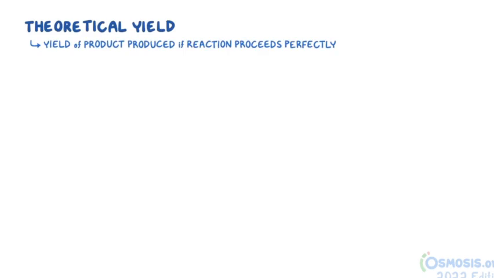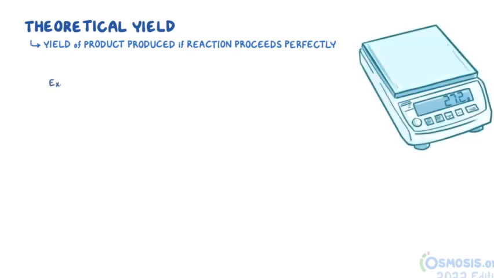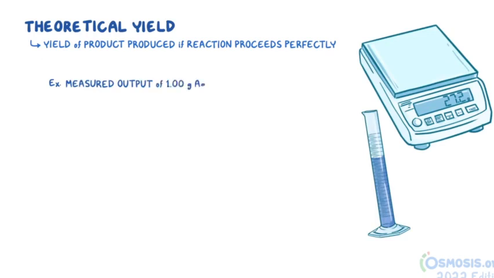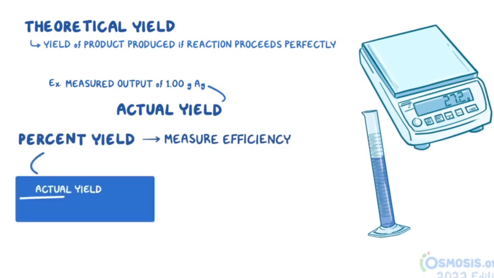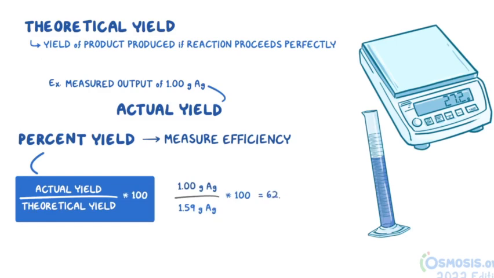However, in many real-world cases, the reaction produces less product than the theoretical yield. For example, suppose that we performed our reaction in a laboratory, and we only measured an output of 1.00 grams of silver. We could call this number the actual yield of our reaction. Now we can calculate the percent yield in order to measure the overall efficiency of our laboratory process. We simply divide the actual yield by the theoretical yield and then multiply the result by 100. So 1.00 divided by 1.59 times 100 gives a percent yield of 62.9%.